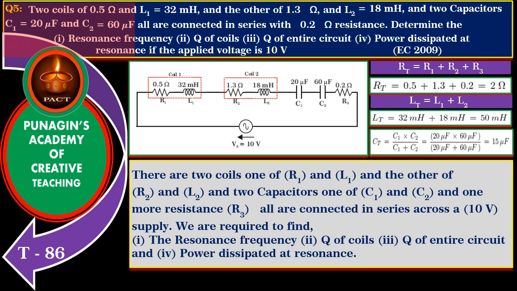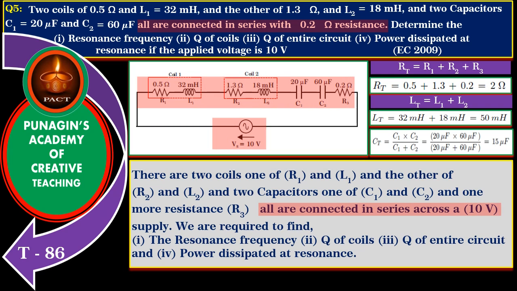Friends, finally, we shall solve question 5. It's very easy. Based on the problem statement, the circuit diagram drawn is shown in figure. You find that there are two coils, one of R1 and L1 and the other of R2 and L2, and two capacitors, one of C1 and the other of C2, and one more resistance R3, all are connected in series across a 10 volt supply.